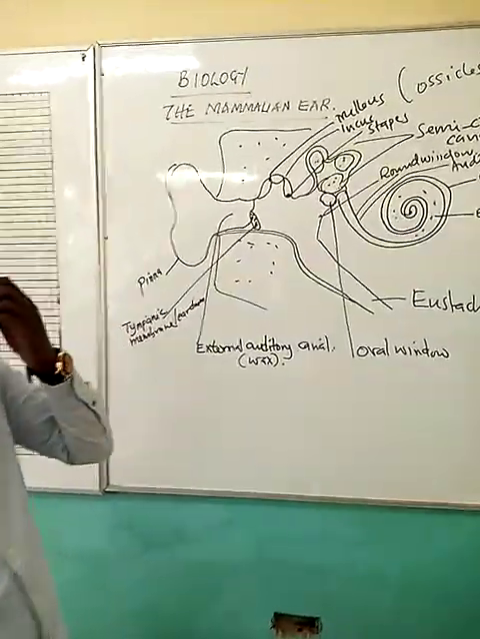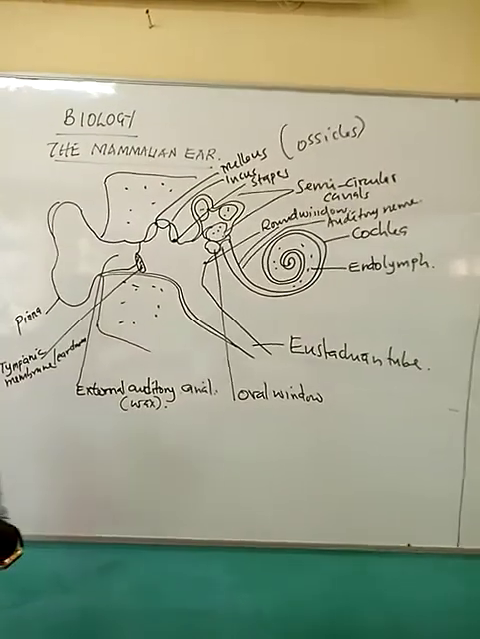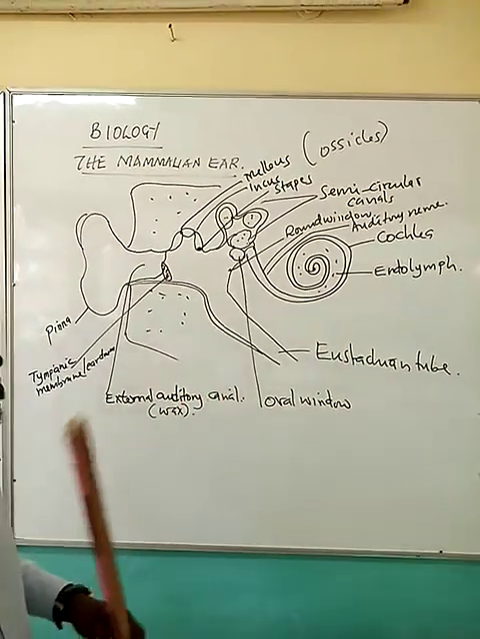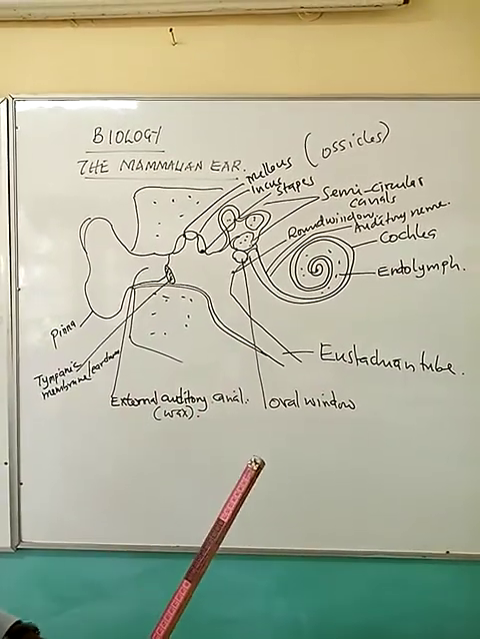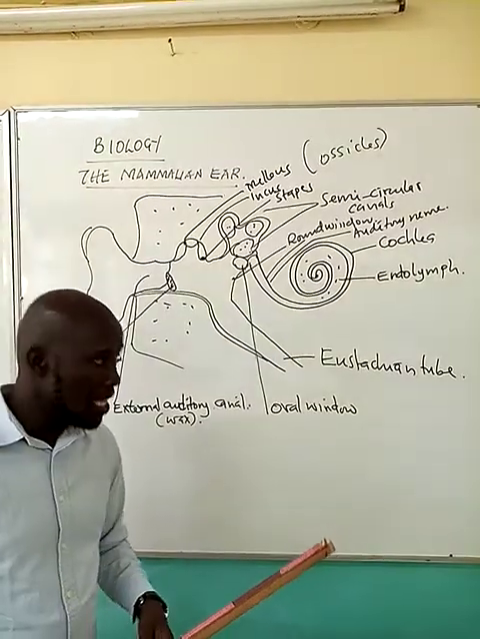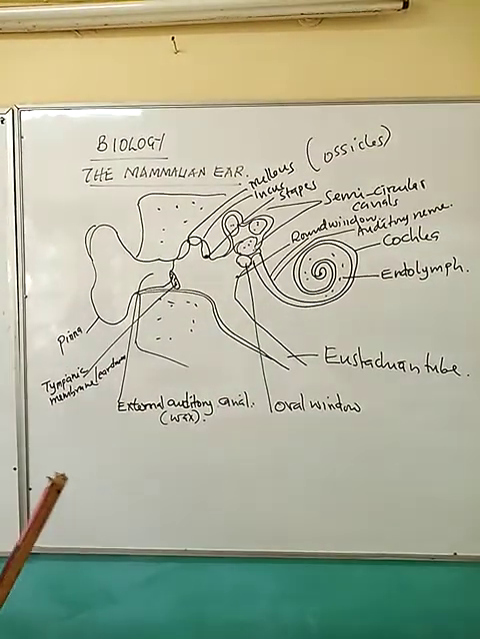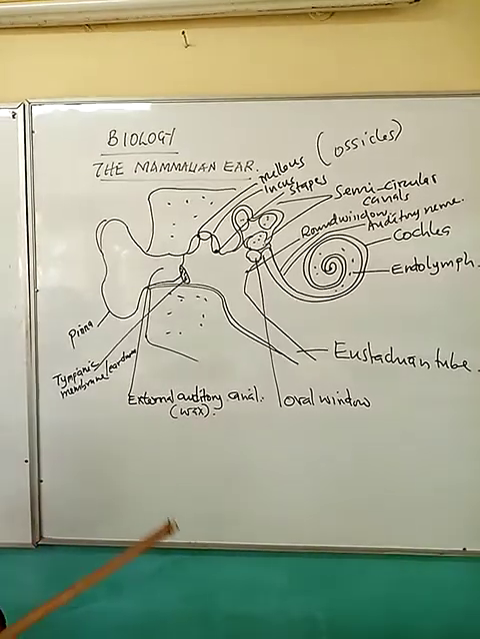Let us look at the structure of the ear. The ear has got three major parts. We have the outer ear, we have the middle ear, and the inner ear. So the process of hearing starts from the outer ear.